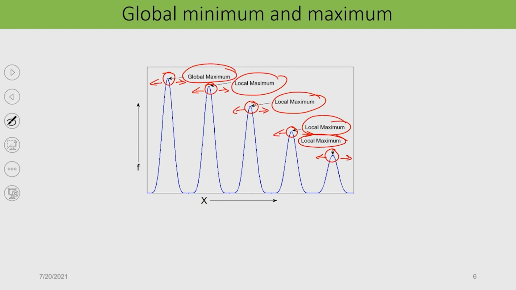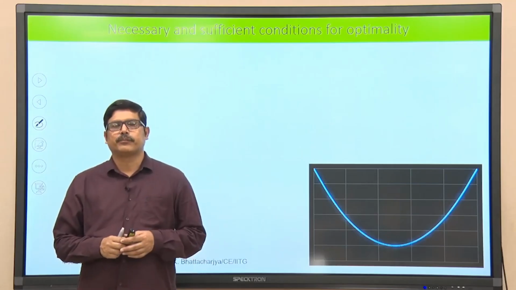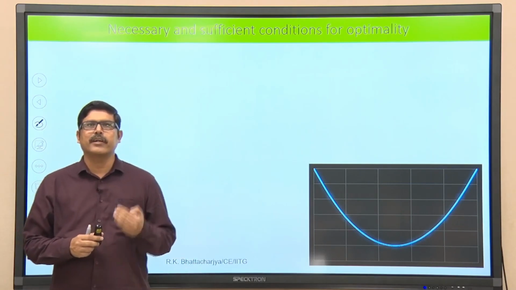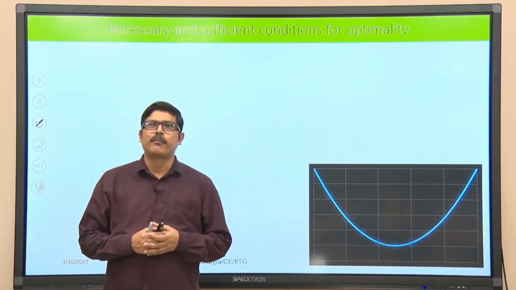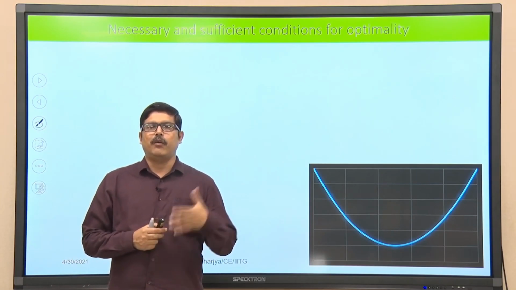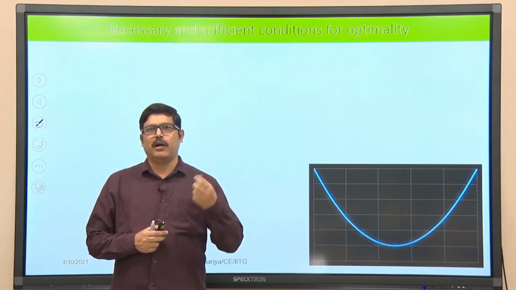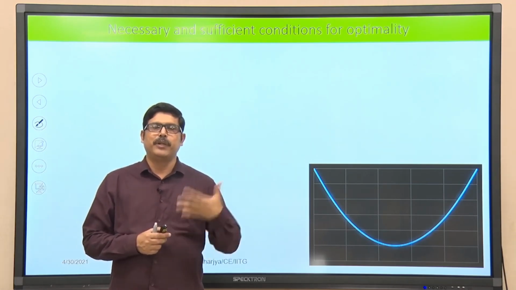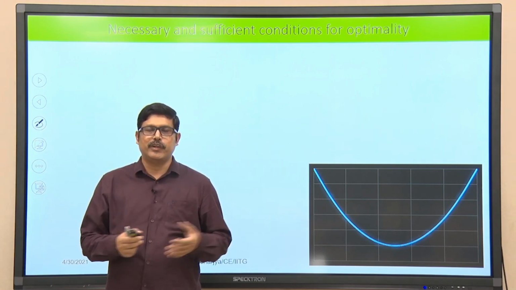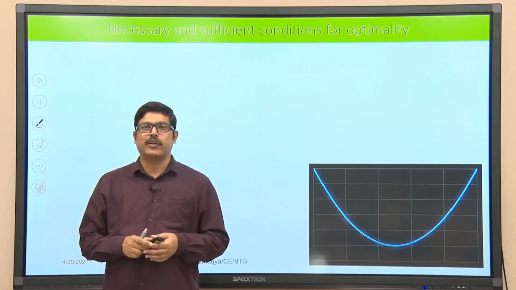Now, let us discuss what the necessary condition for optimality is. Suppose a function is given to you, then how can you tell whether a particular point you are getting is a minima, maxima or an inflection point, or whether it is a stationary point?